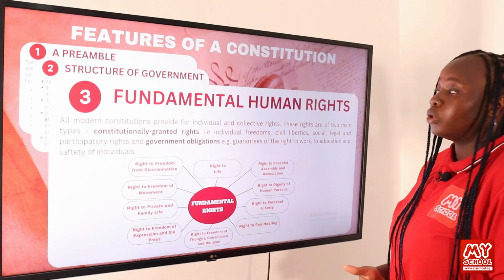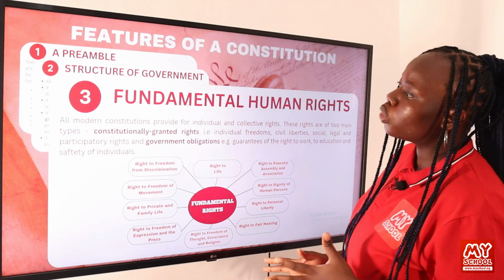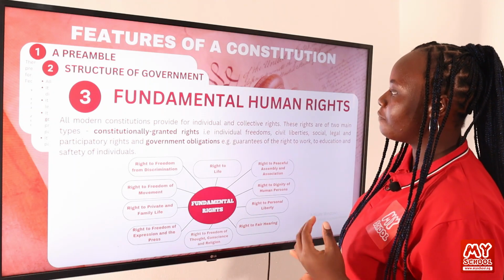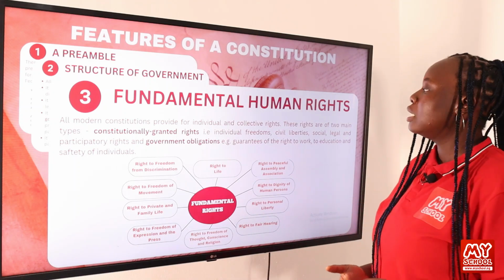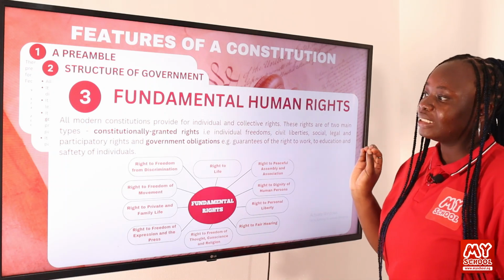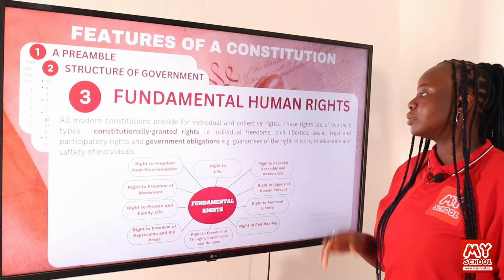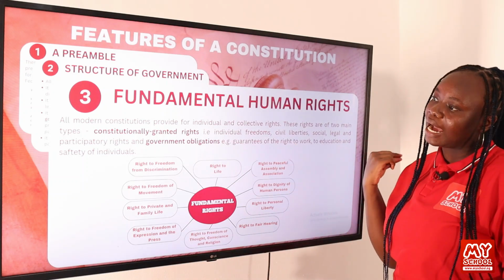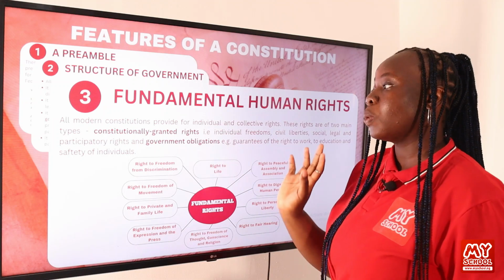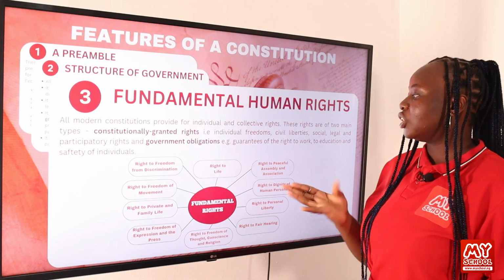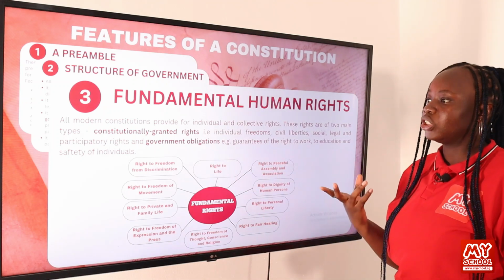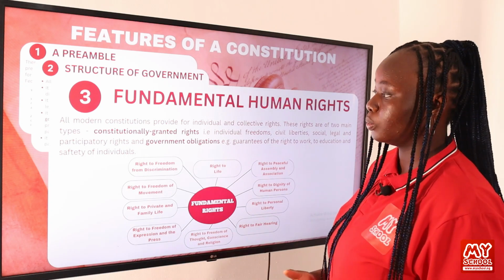We have fundamental human rights. So all modern constitutions provide for individual and collective rights. So these rights are of two main types. We have the constitutionally granted rights, that is individual freedoms, civil liberties, social, legal, and participatory rights. And then we have government obligations, e.g. guarantees of the right to work, to education, and to safety of individuals.